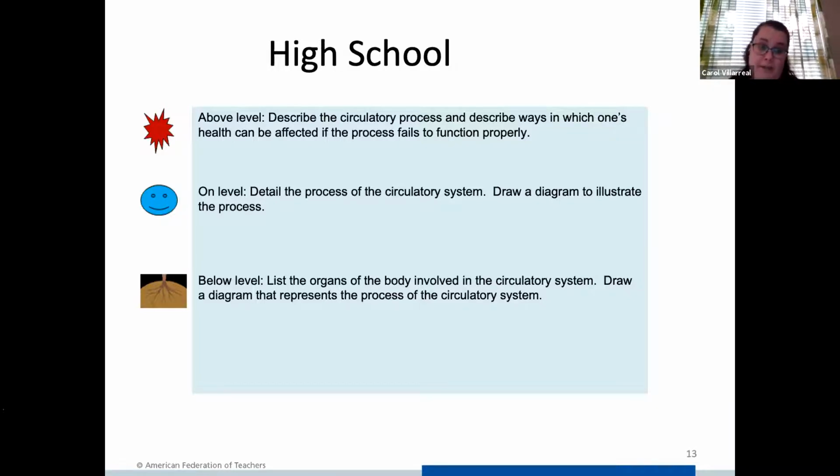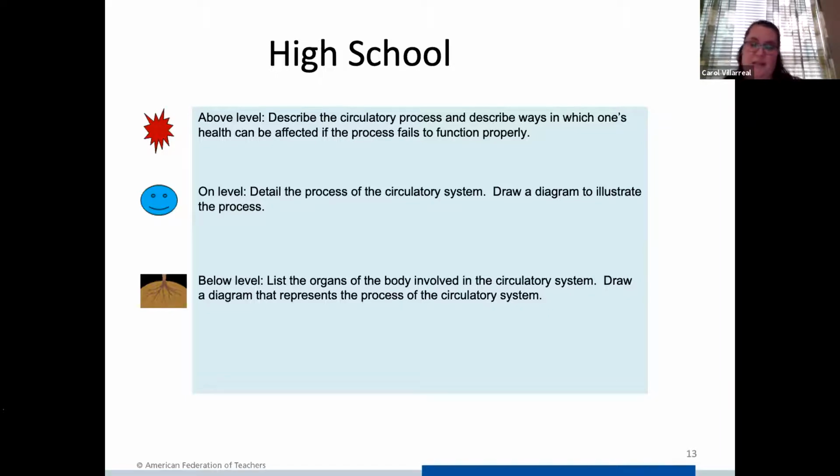At below level, you're going to list the organs of the body involved in the circulatory system. So they have a general idea of what the circulatory system is. They should probably already know the organs that are involved, so they can list those. And they're going to also draw a diagram that represents the process of the circulatory system.